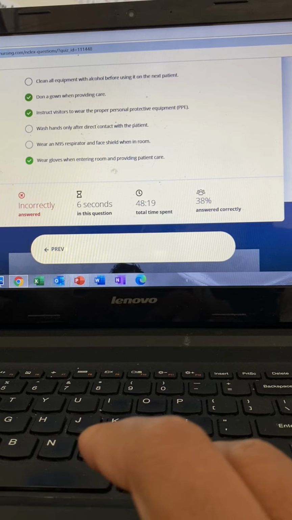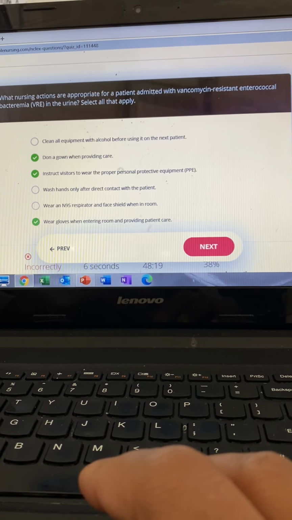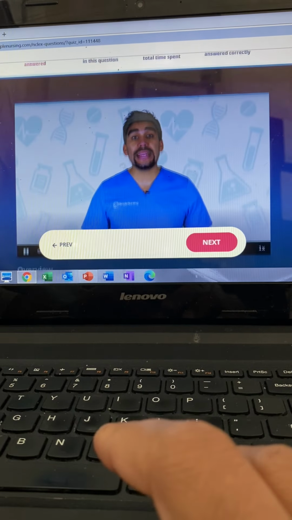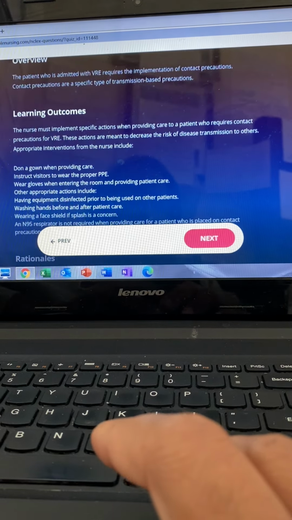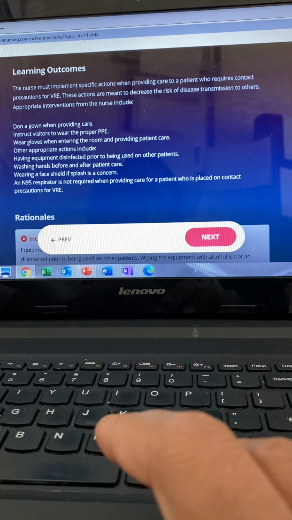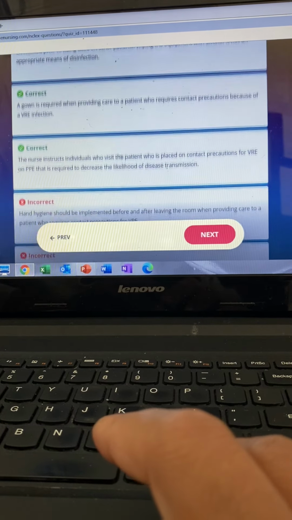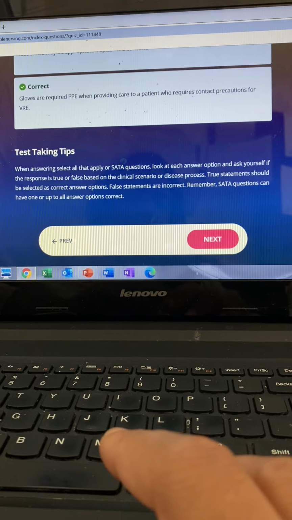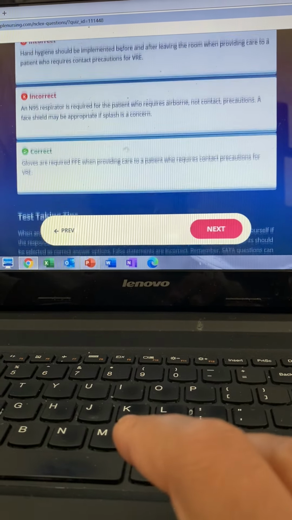Now, using our 3 steps, let's break this down. Now, this question's asking for the appropriate nursing actions for the key problem, patient admitted with VRE in the urine. Technically, it's contact precautions. So solutions we're looking for are actions that have to deal with contact precautions. So option number 1 is incorrect. Equipment needs to be cleaned with approved disinfectant, like chlorhexidine. And option 2 is correct here.